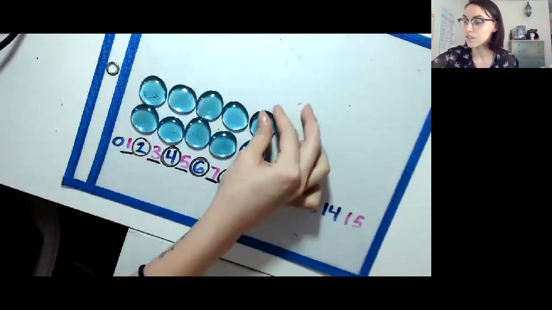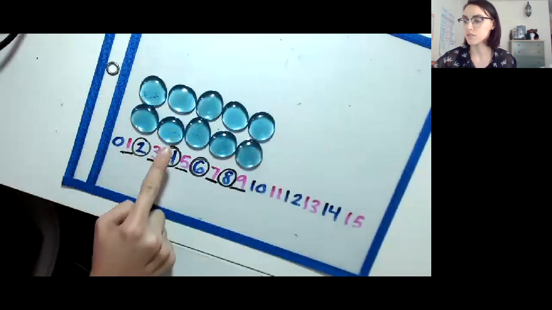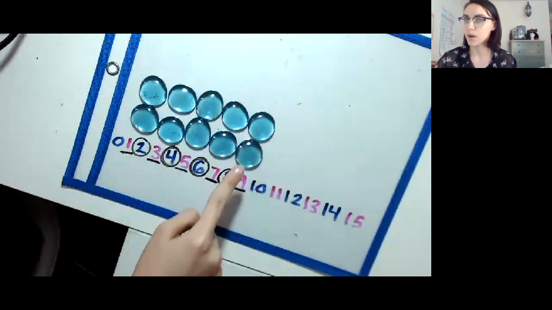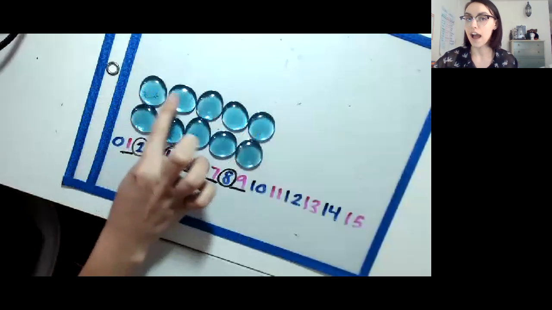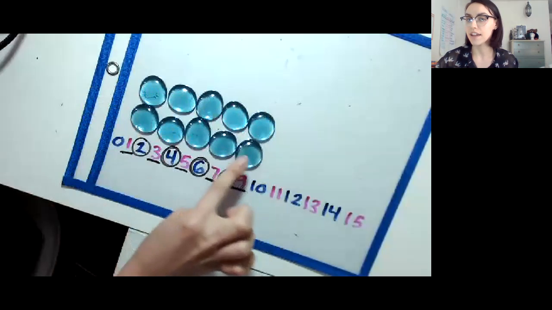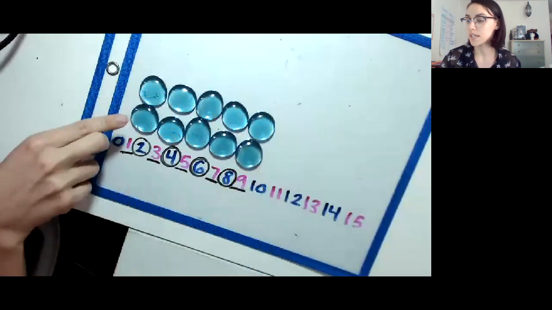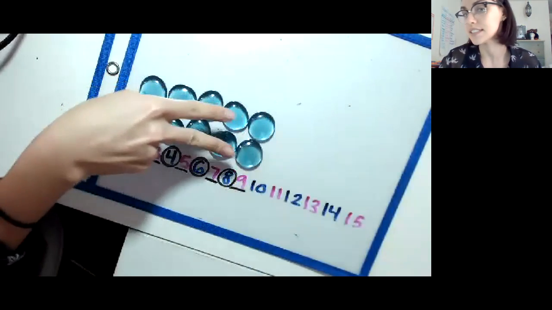Here's 10. Again, everybody has a partner. So we were able to pair up our counters. Also, there's a doubles fact. 5 plus 5 is 10. Also, we could have counted by twos. 2, 4, 6, 8, 10.